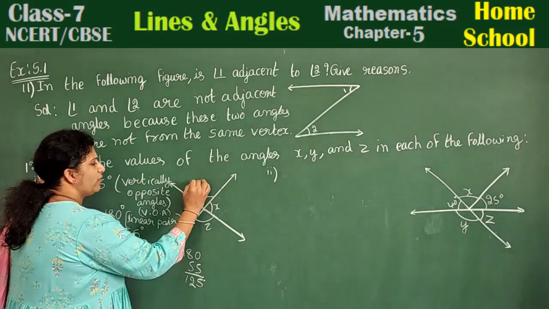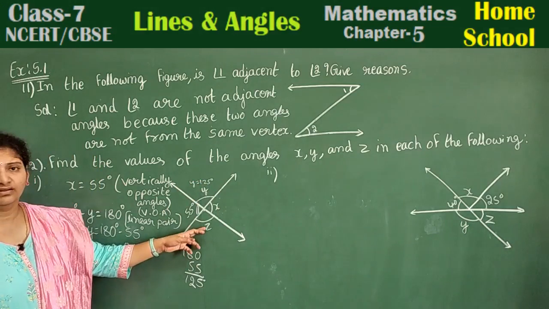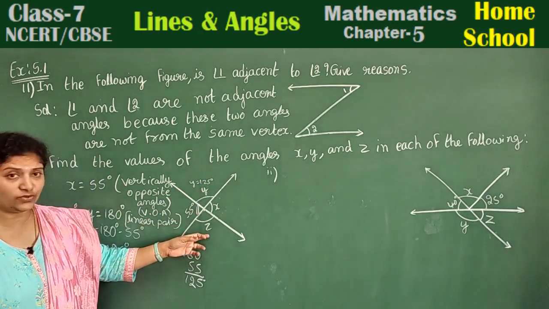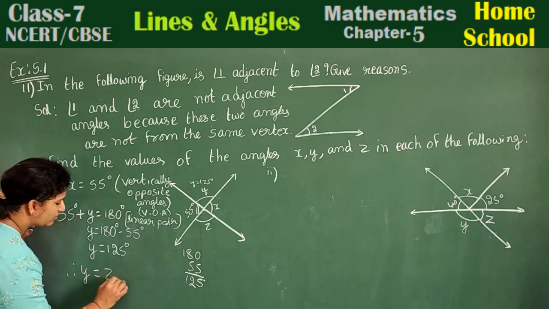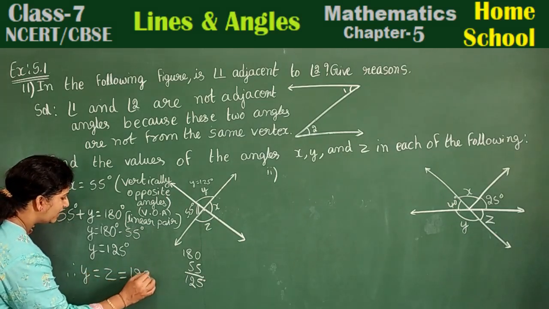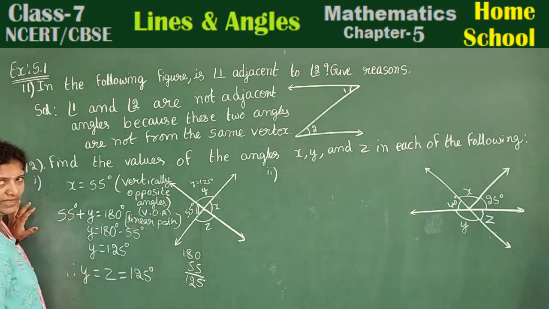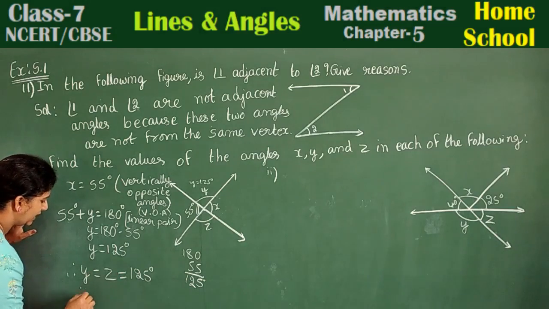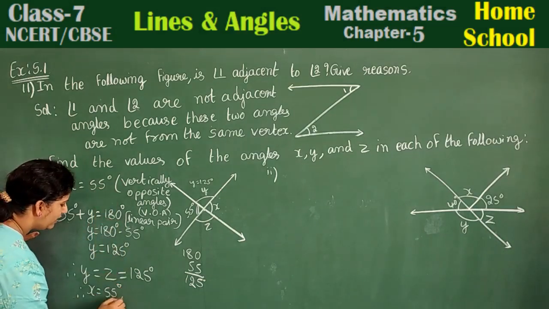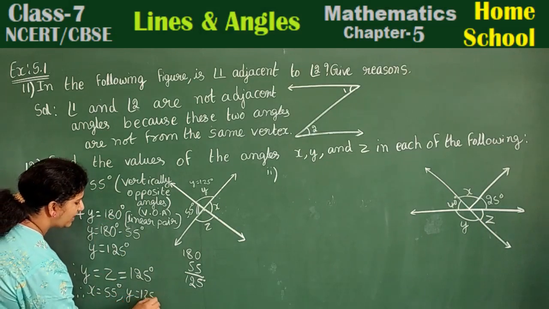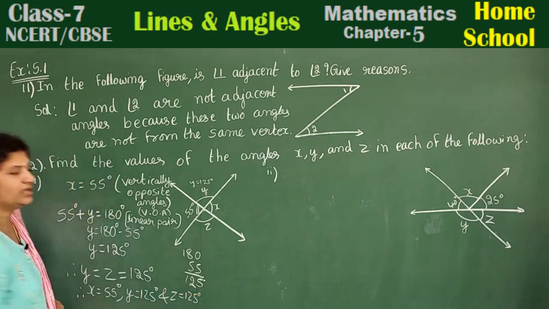Now you can say y is equal to 125 degree. Then now find z. Angle y is vertically opposite to angle z. Therefore, y is equal to z, that is equal to 125 degrees. Finally, therefore, x is equal to how much? 55 degree. y is equal to 125 degree. And z is equal to 125 degree is your answer.